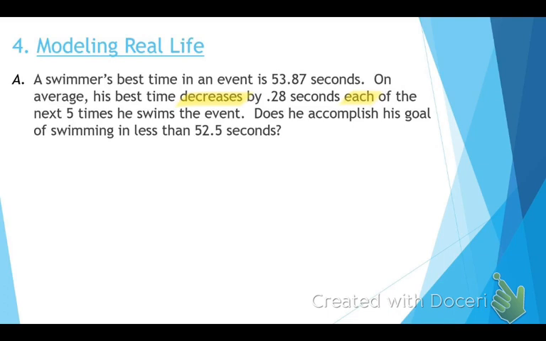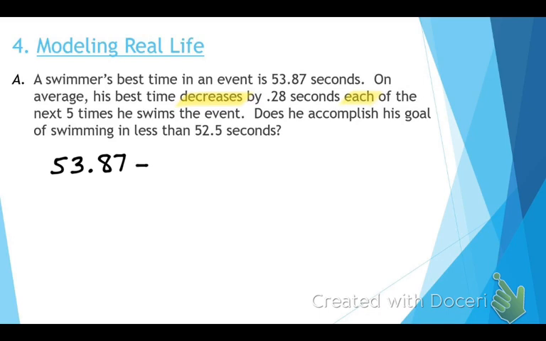Let's start off with his first original event. How long did that take him? 53.87. All right, let's write that down. 53.87 seconds is what it took him. Now it tells us that his best time, you can see I highlighted it, decreases. If it decreases, what sign is that? Subtraction. Minus. Okay, we're going to subtract.